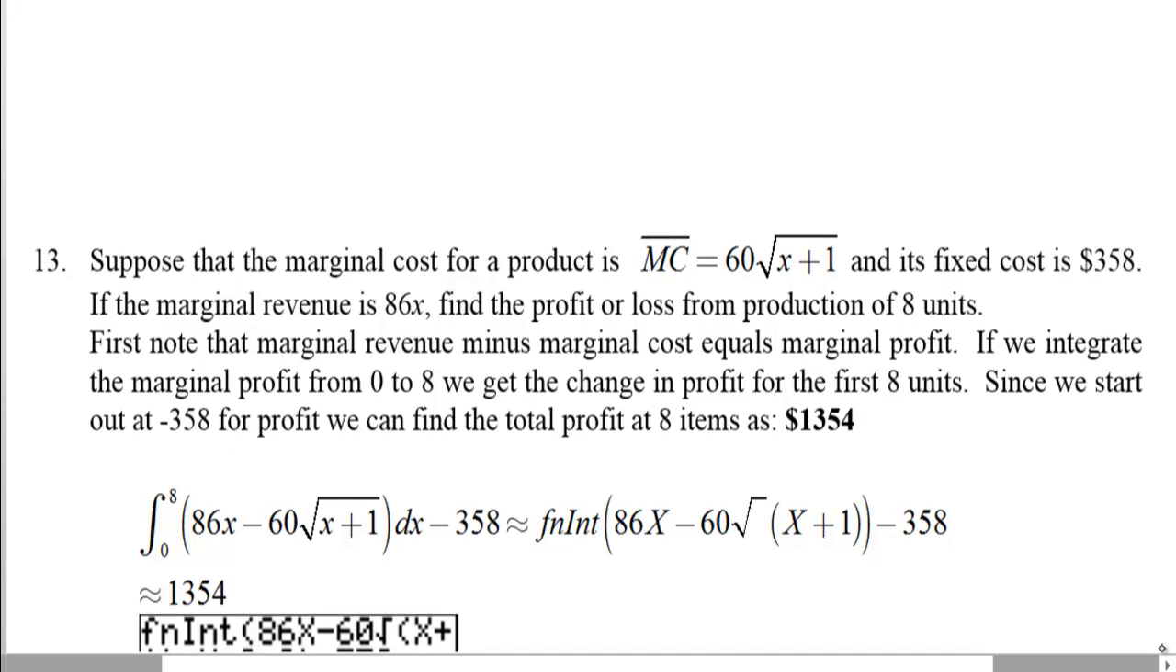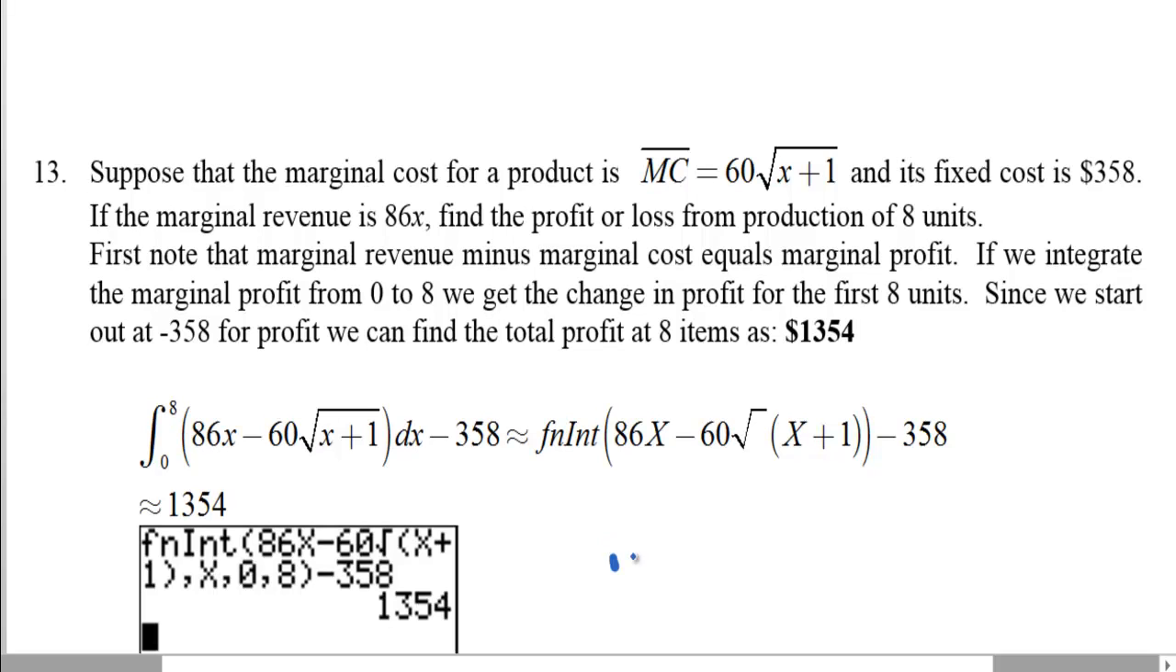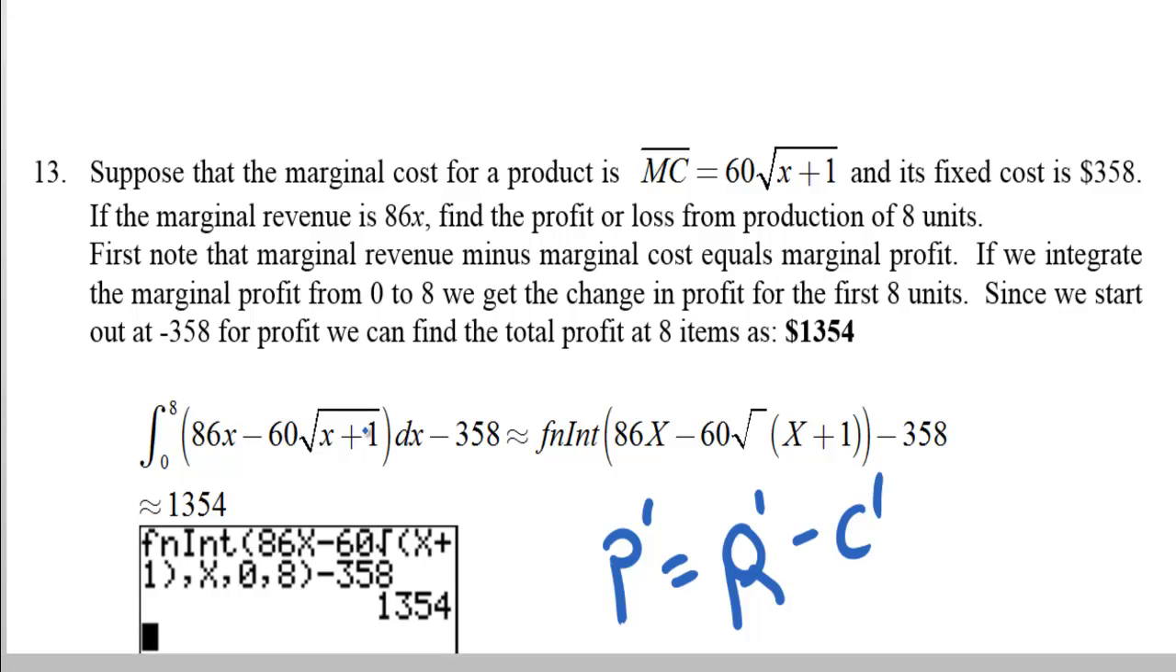So remember that marginal profit, P prime, is marginal revenue, R prime, minus C prime. So if I take R prime minus C prime, that's 86x minus 60 times the square root of x plus 1, and then integrate that over the time period, I'll find the change in profit, and since we're starting at 0, this will be the total profit from those 8 items.